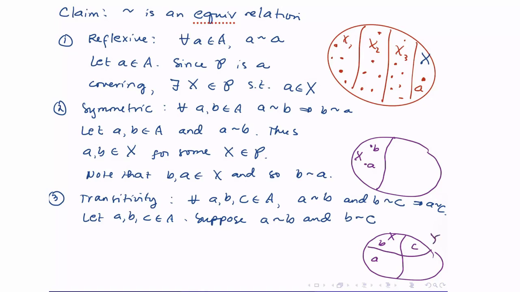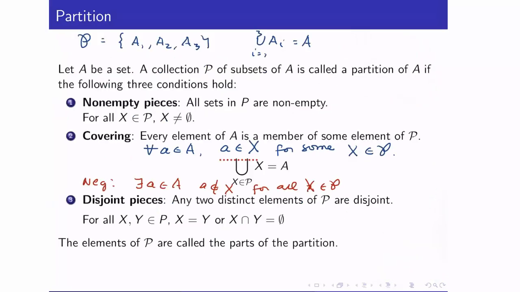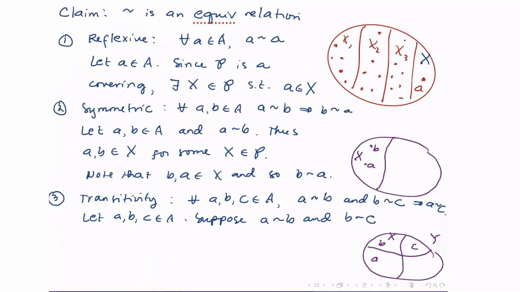Now, just by looking at this, something is already happening. From the diagram, you can see how our proof will flow. A and B are contained in X. B and C are contained in Y. What can you see there? B belongs in both capital X and capital Y. So the two sets X and Y have something in common. What is the property of partitions? Either you are equal or you are disjoint. But we have shown that the two sets X and Y are not disjoint. So therefore, they must be equal. So this X and Y are the same.